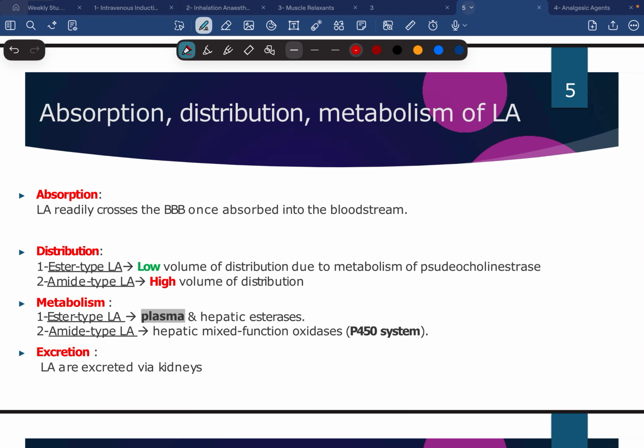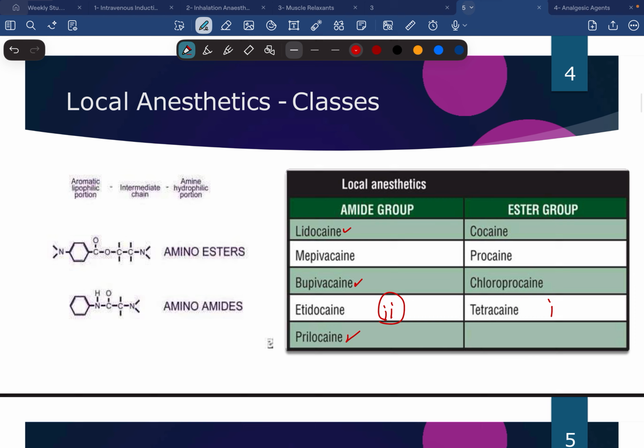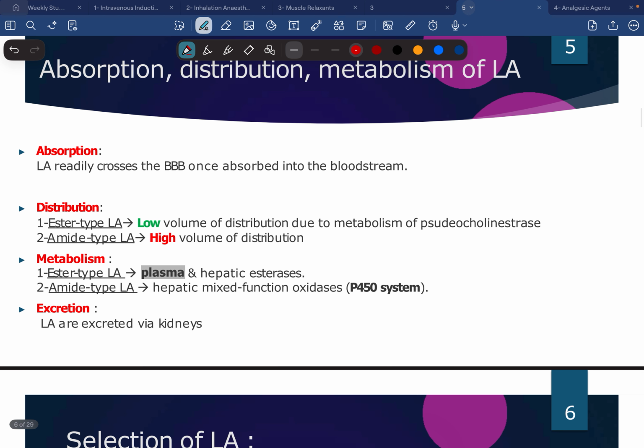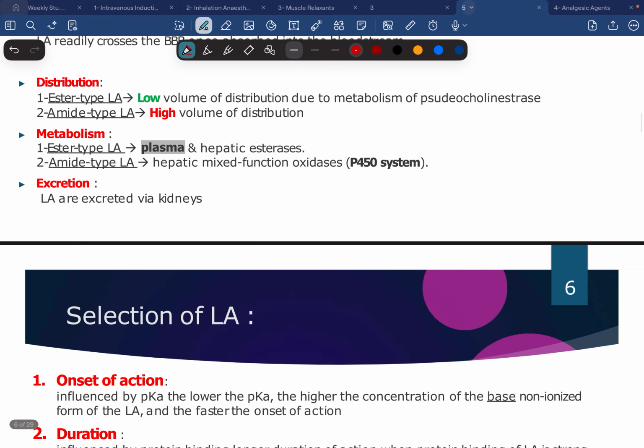Ester groups are less stable than amide groups. Amide groups are more stable and longer acting. Once absorbed, they can penetrate the blood-brain barrier. Esters have a low volume of distribution due to their metabolism by the pseudocholinesterase. It's the same one that metabolizes mivacurium and succinylcholine. Amides have a high volume of distribution. The ester group is metabolized by plasma and hepatic esterases, and the amides in the liver by the P450 system.